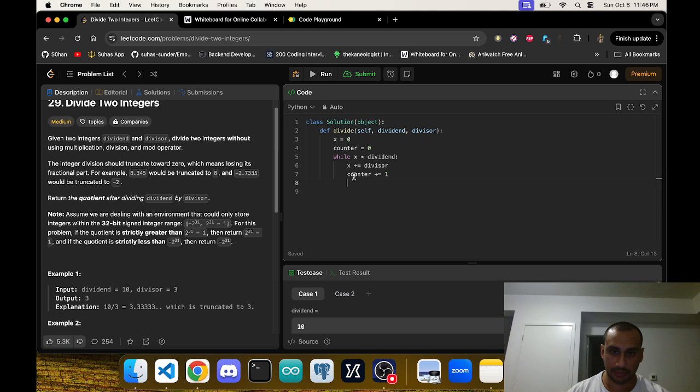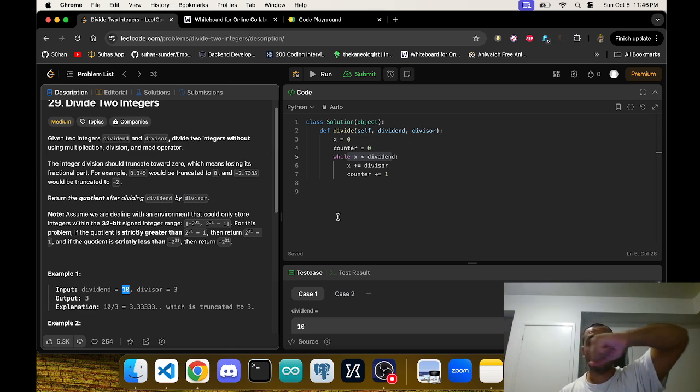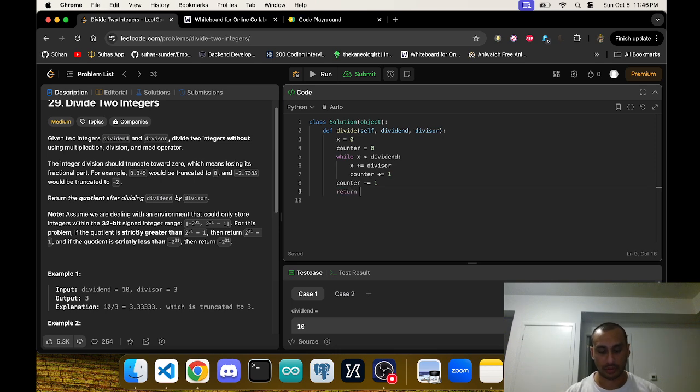Counter plus equals 1. So by the time I get in here, it's going to go 3 plus 3 plus 3 plus 3. In order to break this condition for the while loop, it's got to go to 12. Because 9 is going to be just before 10, so the while loop's still going to run one more time, and that means 9 is going to turn to 12, and the counter is going to go from 3 to 4. So we just have to make sure when we get outside the loop, counter minus equals 1. And then return counter.